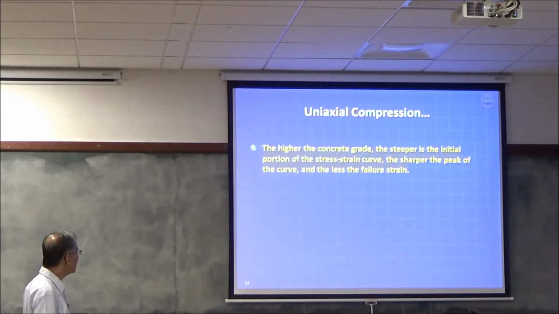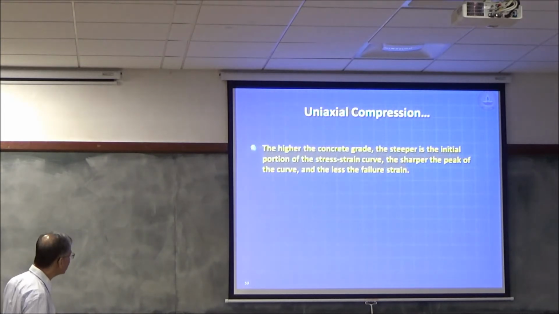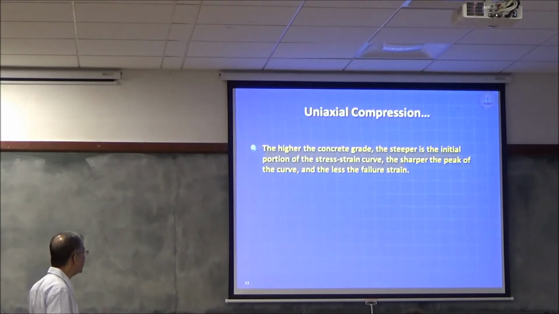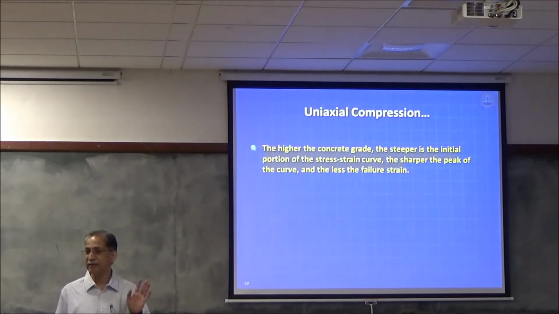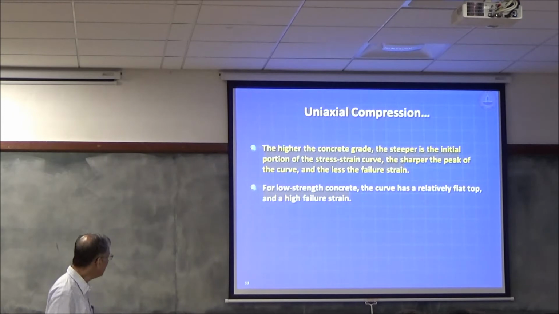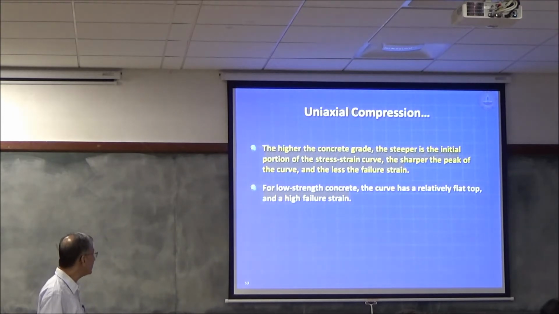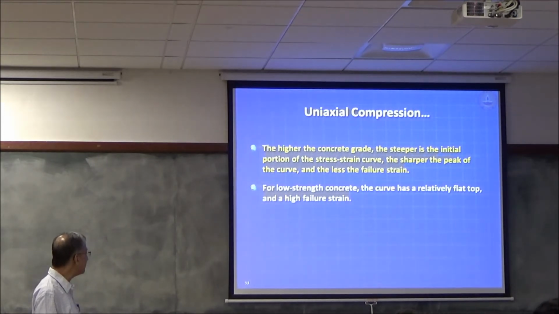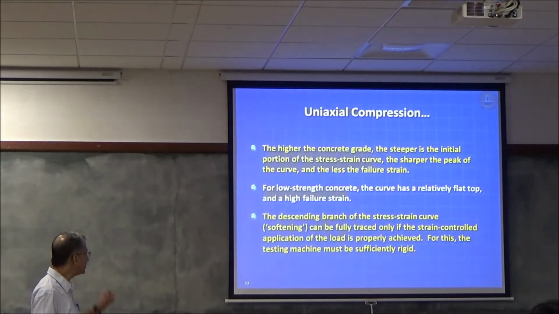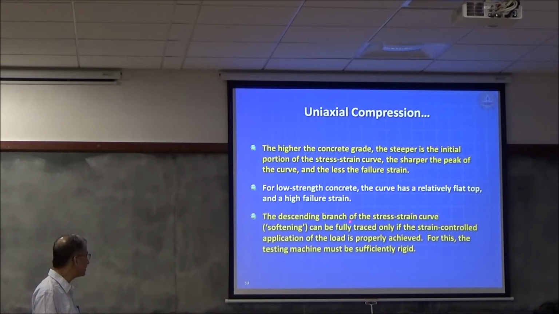The higher the concrete grade, the steeper is the initial portion of the stress strain curve, the sharper the peak of the curve is, the less the failure strain. In one sentence you can capture all this. For low strength concrete, the curve has a relatively flat top with a high failure strain. The descending branch of this stress strain curve, referred to as softening, can be fully traced only if the strain control application of the load is properly achieved. For this, the testing machine must be sufficiently resolved.